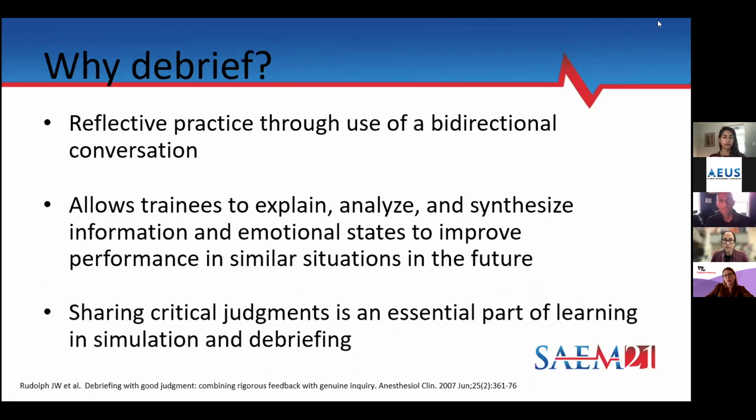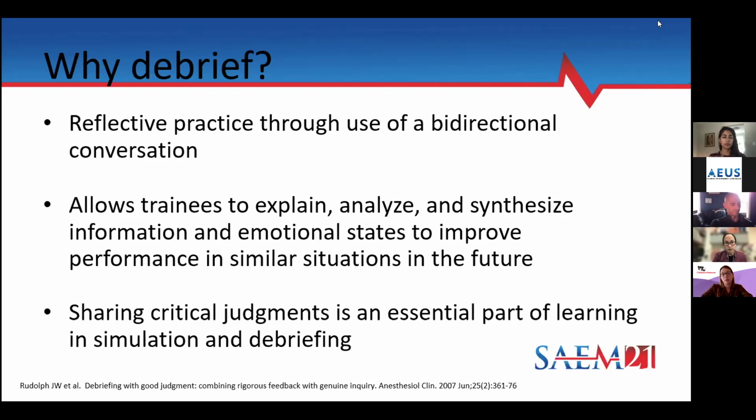And so I think the first thing is to take a step back and think about, why do we debrief at all? Debriefing is really used as a reflective practice. It's meant to be bi-directional. It's not really meant to be feedback, but rather a conversation. So as a facilitator of simulation, you really are meant to be facilitating a conversation. And by doing this, you allow your trainees to explain and analyze and synthesize the information you provided them. And then it sticks them into that emotional state, whether it's a crazy trauma or a very emotional parent or patient, to improve their performance in similar situations in the future.